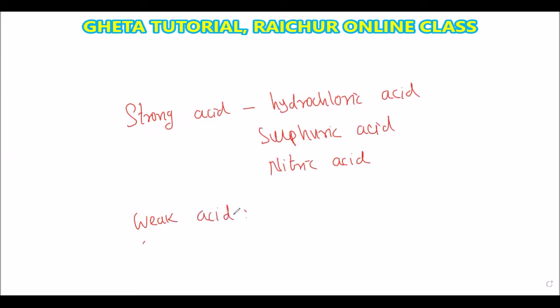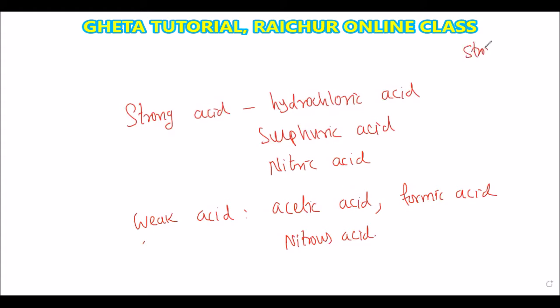Which are the weak acids? Acetic acid, formic acid, citric acid. Acetic acid, correct. Formic acid, correct. Nitrous acid. Three names are enough.